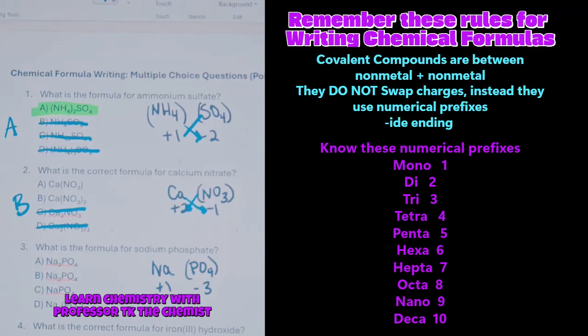And then number 3, sodium picks up the 3, and there isn't a 4 as a charge. So letter D is bad, and letter C is too. Sodium picks up the 3. So yes, the answer is letter A. Sodium picked up that 3. Phosphate picked up the 1 on the outside. And just like that, that is your answer.